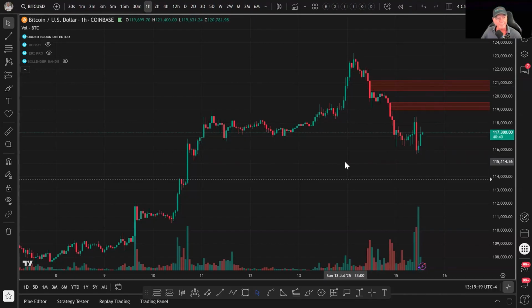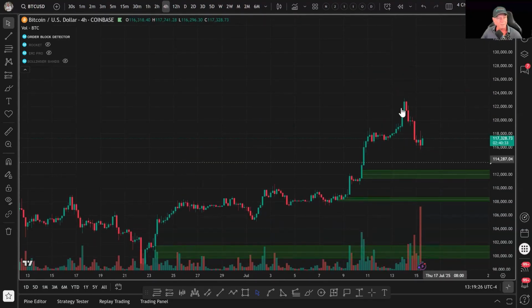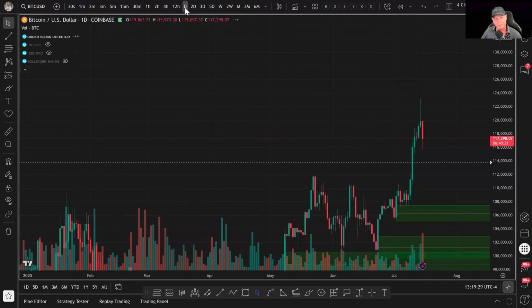This is a 1-hour chart. If I were to go to a 4-hour, we could see a little different picture. We have buyers down below. The sellers are exhausted. If I go to a daily chart, the buyers are down here.